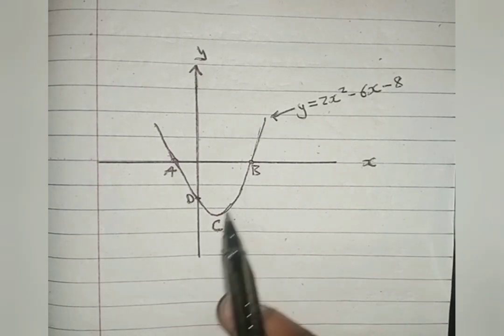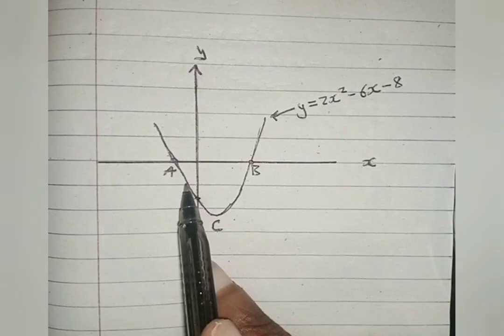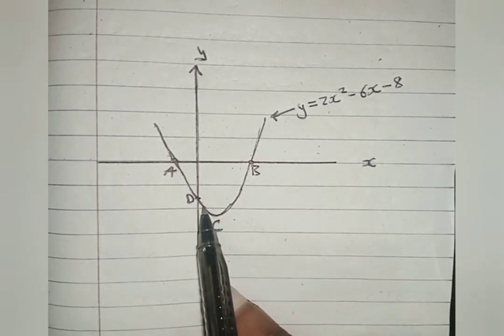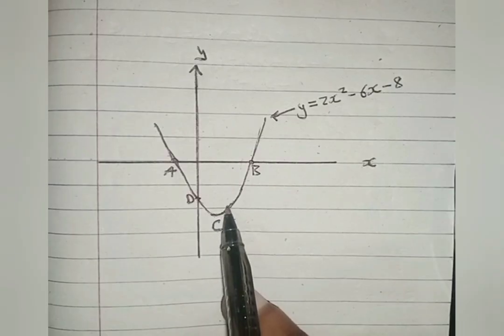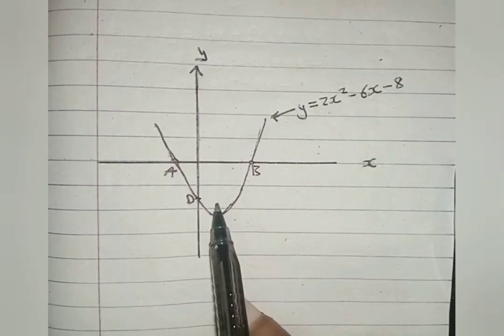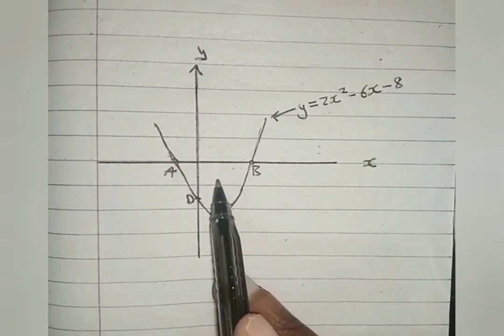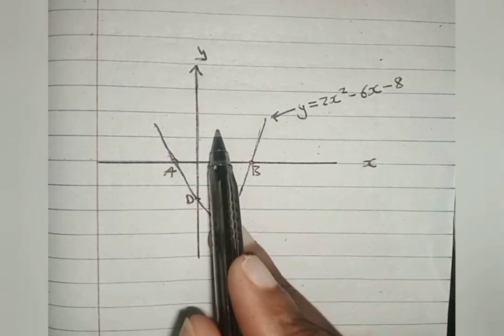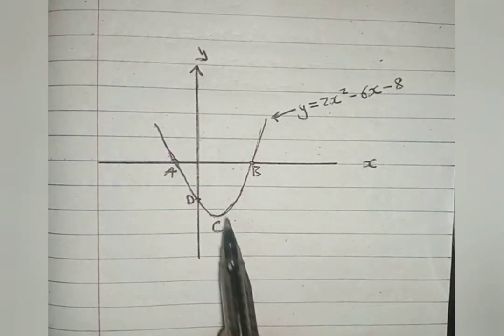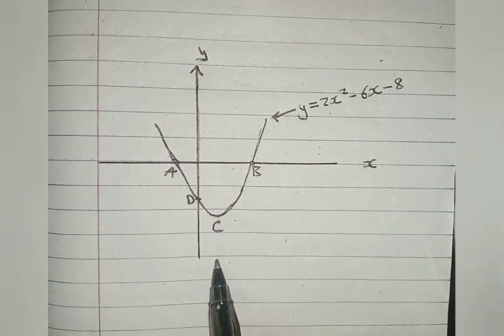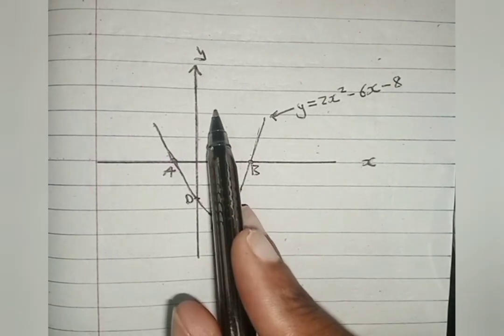Point C is the turning point of the curve. So as you can see, our curve is making a turn here. So this is the turning point at C. So at this point C, we can also make a line of symmetry. So this line which we make at point C here, we call it the axis of symmetry, or the equation of axis of symmetry.